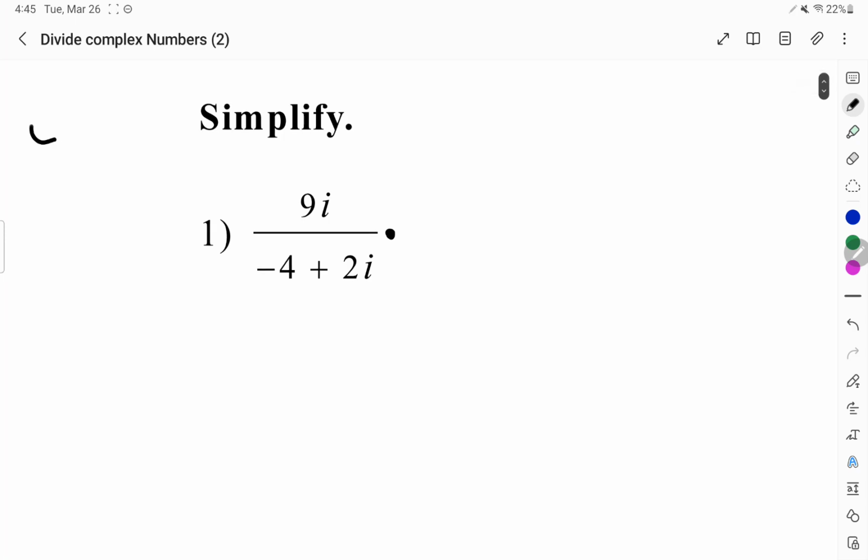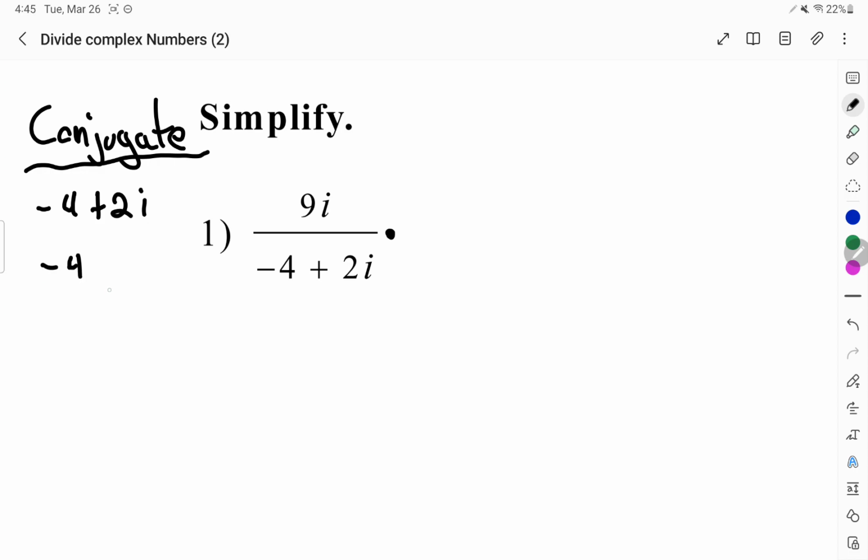A lot of people don't know what the conjugate is. Conjugate is going to be the opposite, but not necessarily the opposite of everything. It's going to be just the opposite of your imaginary number. So for example, right now we have negative 4 plus 2i. The conjugate is going to be negative 4, so the real number stays the same. The only thing that's going to change is the imaginary number. So we're just going to change the sign, so it's going to be negative 2i.